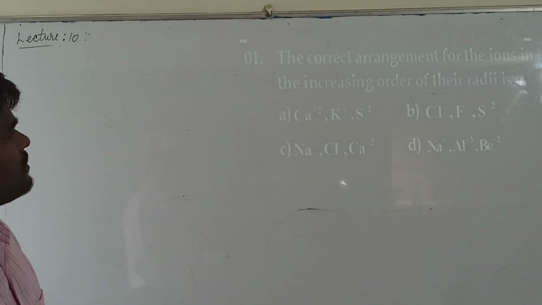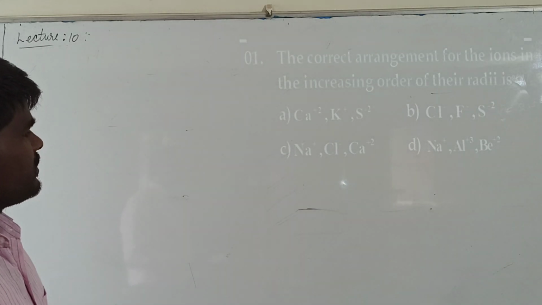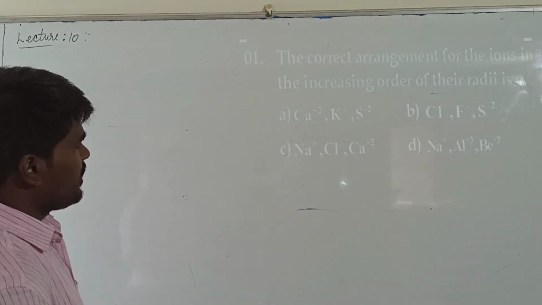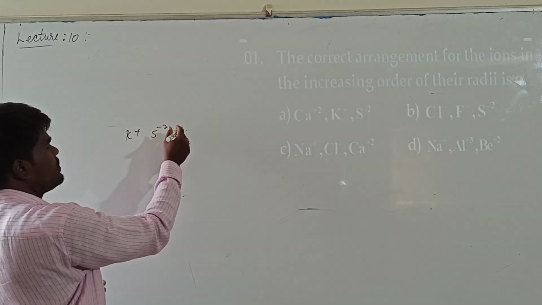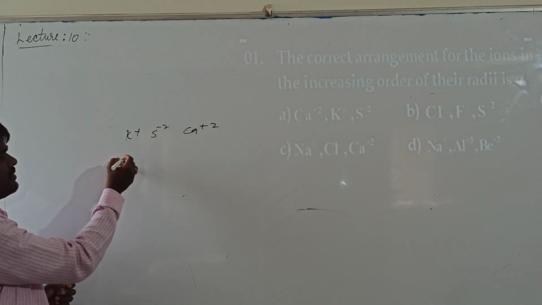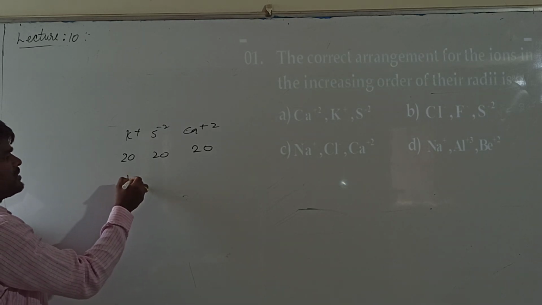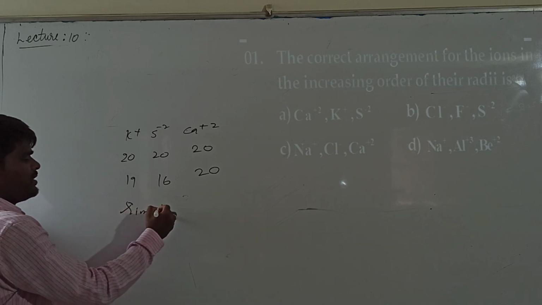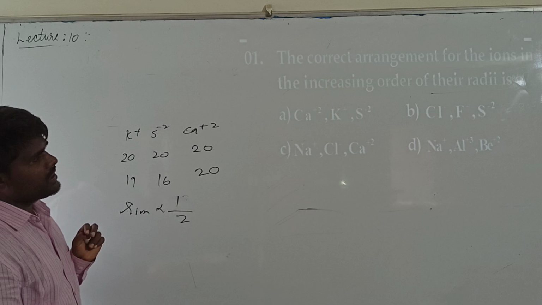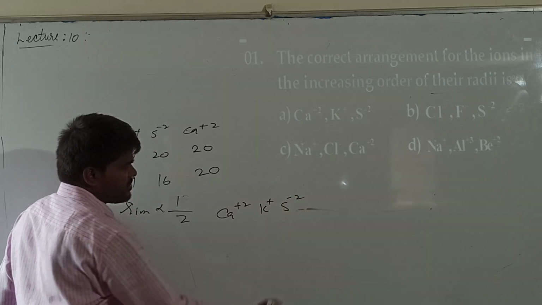Here comes the next question. The correct arrangement for the ions in the increasing order of their radii. It is asking the correct order of their radii, as the isoelectronic species are given. What are the species given? K plus, S2 minus, Ca2 plus. All of them have 18 electrons. What are the atomic numbers? Atomic number is 19, 16, 20. What is the relation? Radius of ion will be inversely proportional to atomic number. So what will be the correct increasing order? Increasing order will be Ca2 plus, K plus and S2 minus.